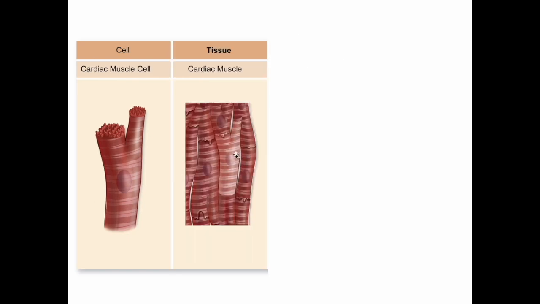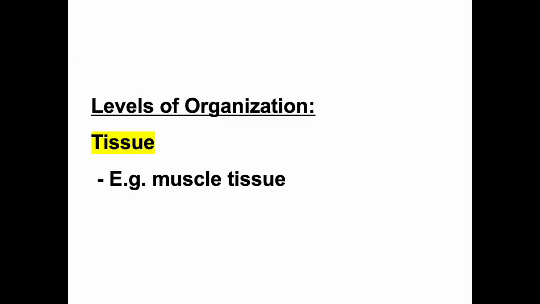Our next level of organization is called tissue. So here we have a bunch of muscle cells put together to form muscle tissue. The key terms defines tissue as a group of similar cells carrying out related functions. So yeah, muscle tissue is a bunch of muscle cells working together to do a job.